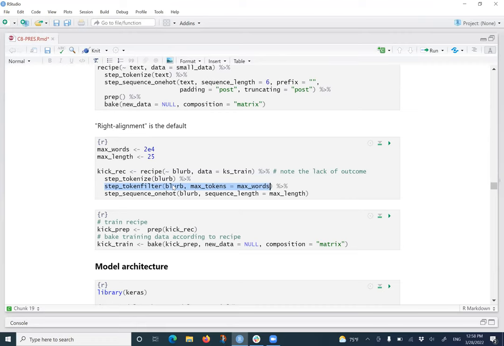Now, how do you determine that a particular word will be part of this or not? The way it gets in there is it will rank them and keep the most prevalent 20,000 in this case.